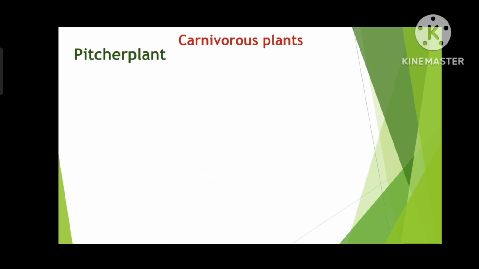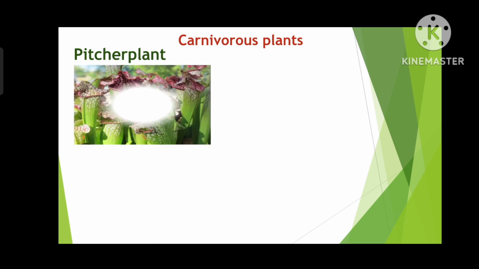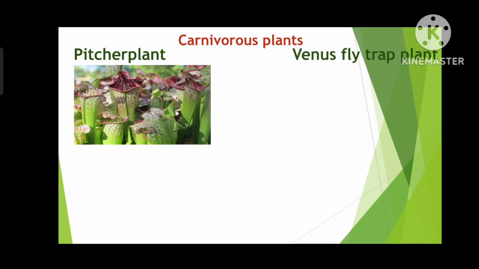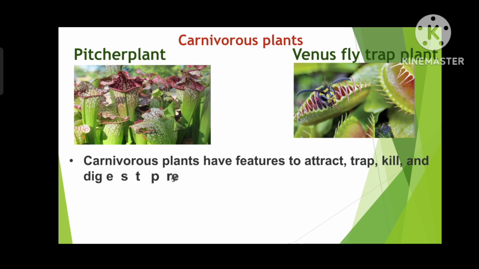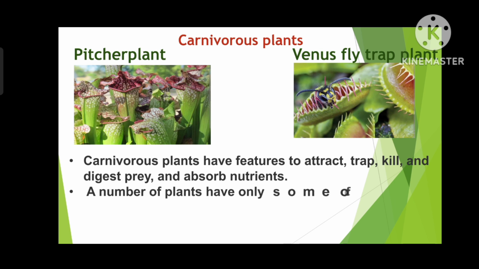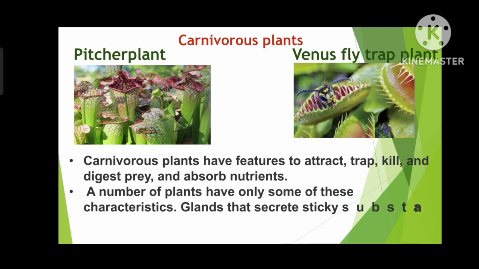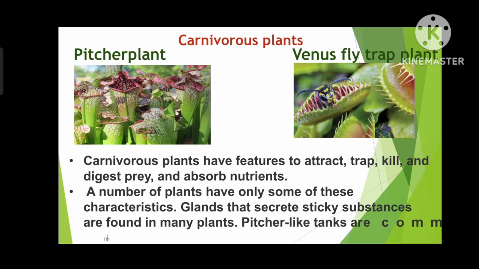There are some carnivorous plants, such as the pitcher plant and Venus flytrap plant. Carnivorous plants have features to attract, trap, kill, and digest prey and absorb nutrients. A number of plants have only some of these characteristics. Glands that secrete sticky substances are found in many plants. Pitcher-like tanks are common in bromeliads and a few other plants.